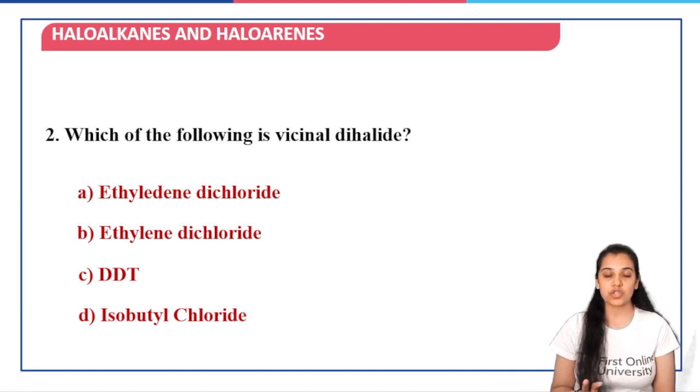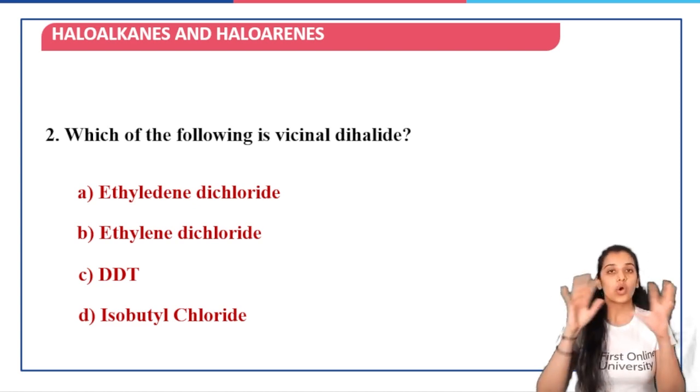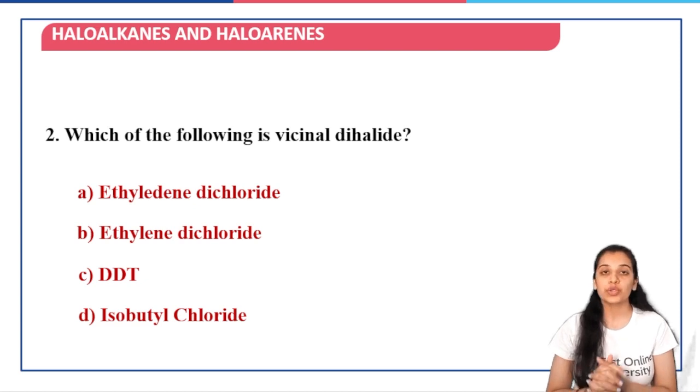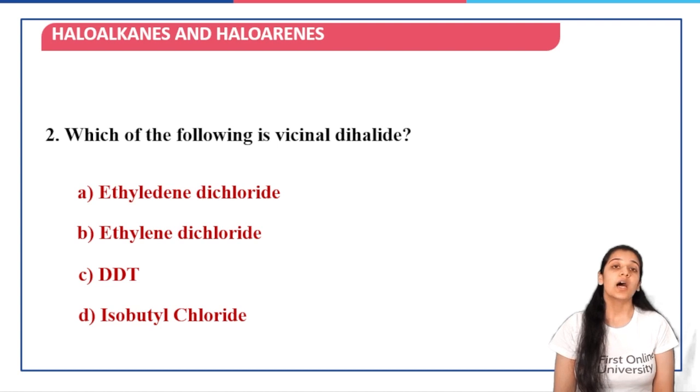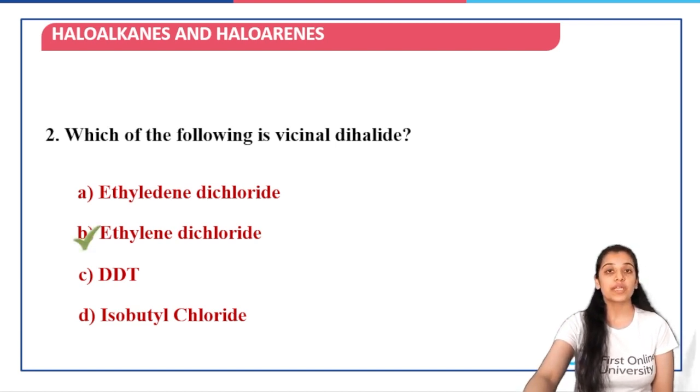DDT, we have not seen the structure as of now. Do Google the structure and find out what it looks like. It has a lot of chlorine atoms involved, but this is not going to be a part of vicinal dihalide. Isobutyl chloride again goes out of picture because it is an example of monohaloalkane. Again, coming back to options A and B, we have already seen that ethylidene dichloride is an example of geminal dihalide and ethylene dichloride is therefore the correct answer, where the 2 chlorine atoms are attached to 2 different carbon atoms which are adjacent to each other.